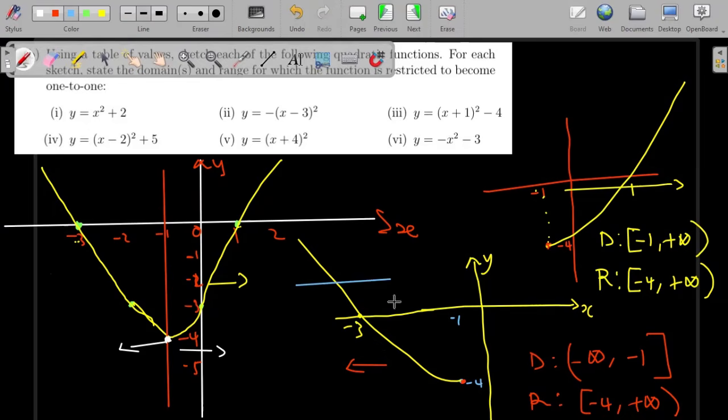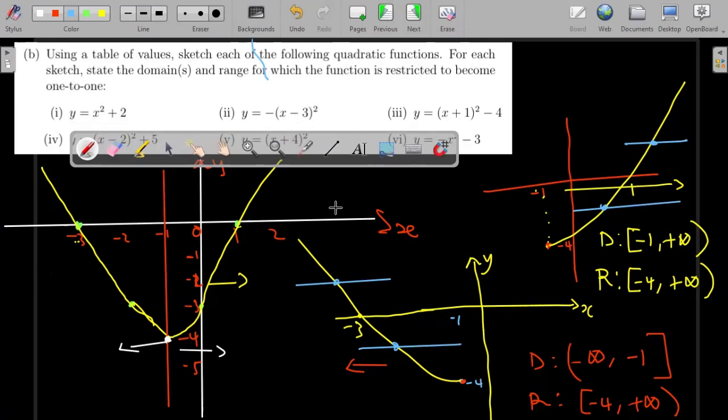Because if I draw any horizontal line anywhere to just touch this thing, it touches this thing at what? One point. Okay, so those are the domains and the ranges for the function if we restrict it to become one-to-one.